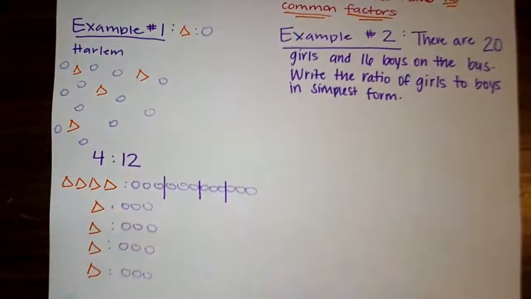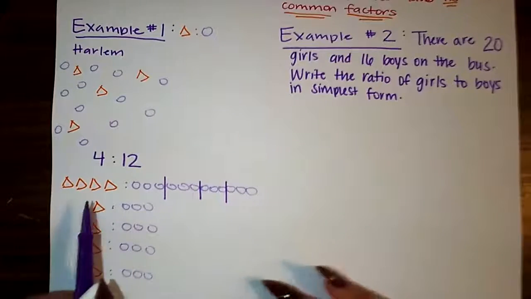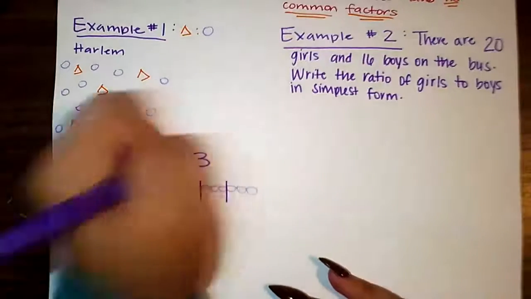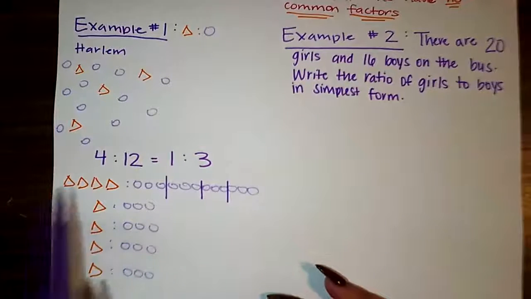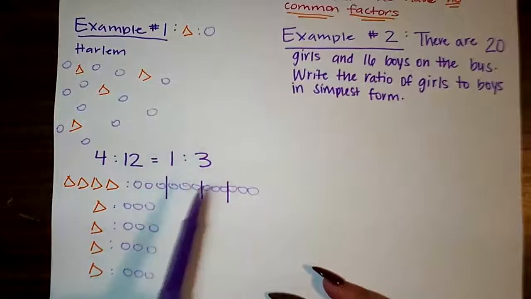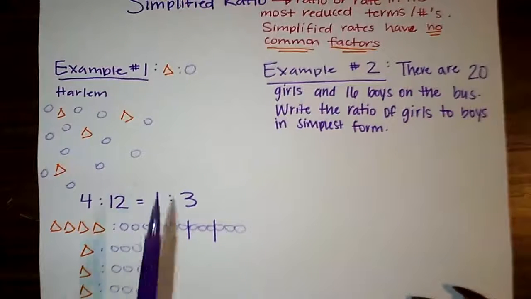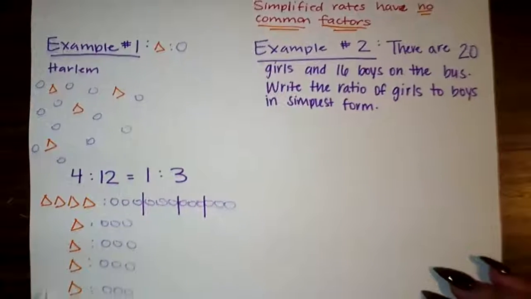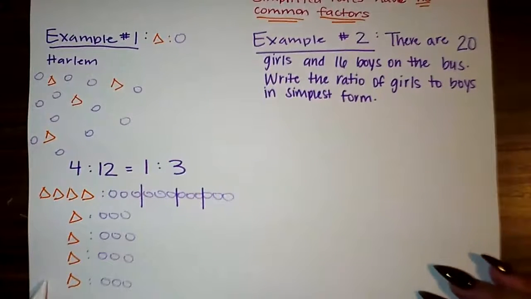So what we just did here is we simplified our ratio using a picture. That means for every one triangle, there are 3 circles. That means that these two ratios are equivalent and simplified. 1 and 3 have no common factors. So that means my most simplified ratio of 4 to 12 is 1 to 3. All right, let's look at our next example.